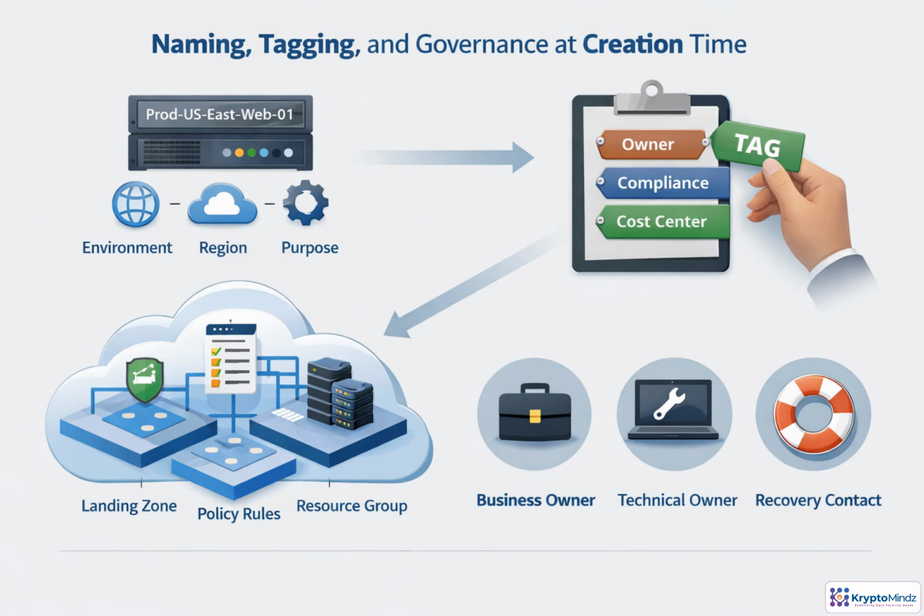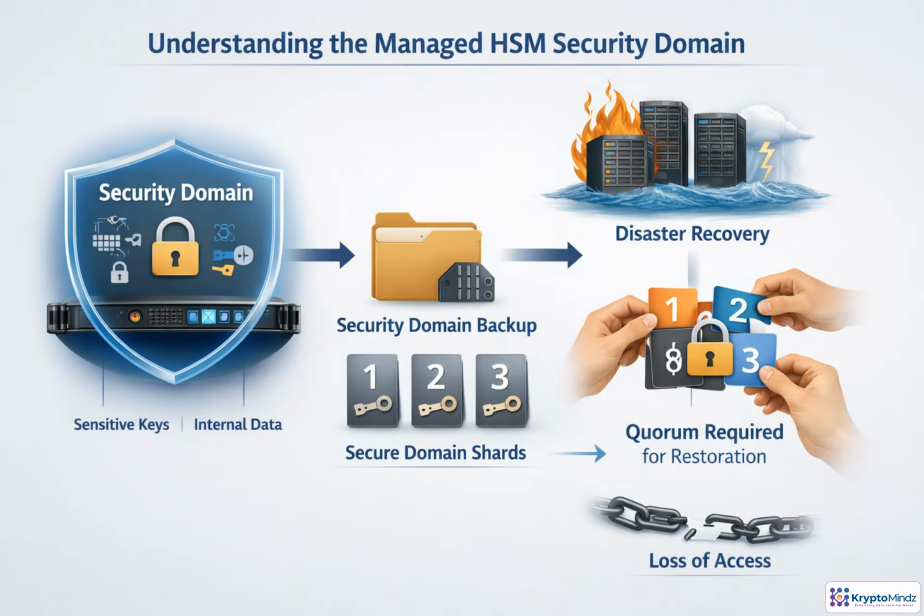Good governance starts before the first secret is created. Give each HSM a meaningful name like HSM Prod US Payments 001, so you instantly know environment, region, workload, and purpose. Tag it from day one with fields such as owner, environment, data classification, compliance scope, and cost center. Place it in the right landing zone and resource group so it inherits the correct policies. Also, document the business owner, technical owner, and recovery contacts, so operations and incident response are never guessing.